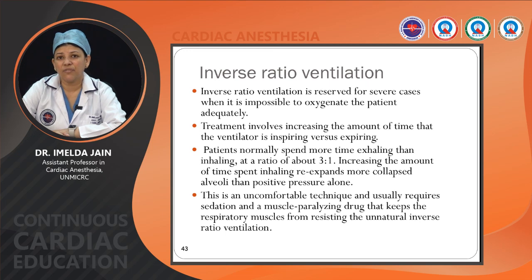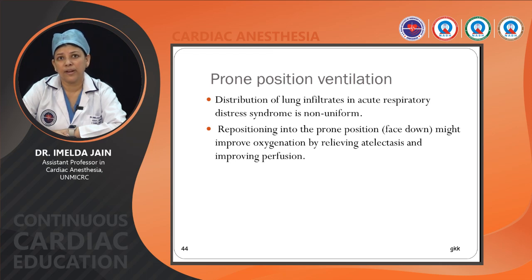However, this is an uncomfortable technique which usually requires sedation and a muscle paralyzing drug that helps the respiratory muscles from resisting the unnatural inverse ratio ventilation. So, whenever you are giving inverse ratio ventilation, the patient should be properly sedated and some paralyzing agent should be used. Next is prone position ventilation.